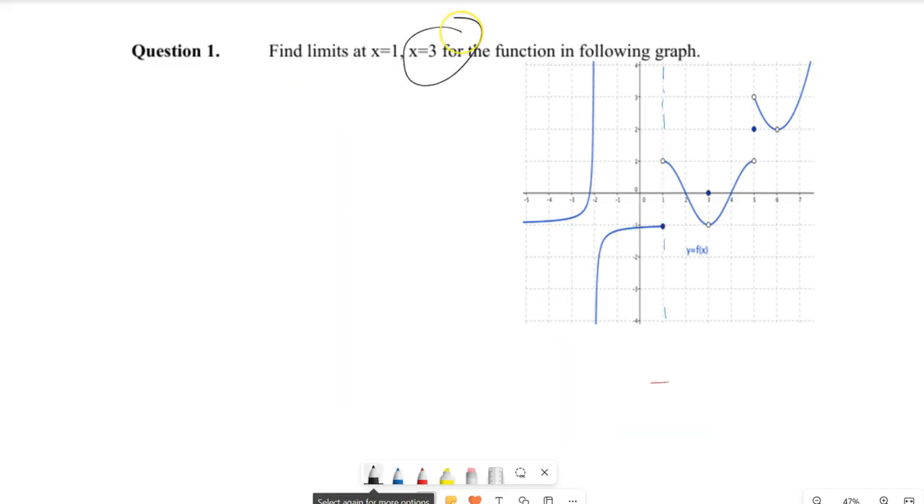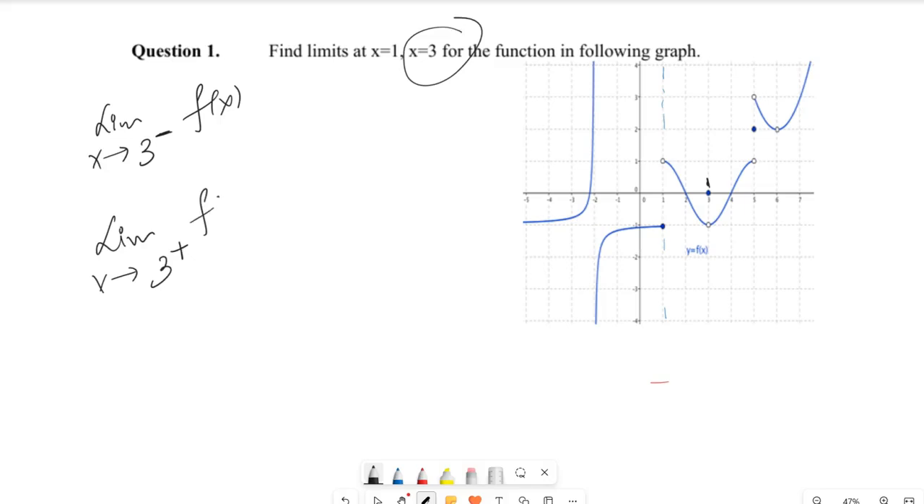Let's talk about 3 now. So x is equal to 3 is here. We need to find the left limit of the function at 3. That negative means left. The limit of the function as x approaches 3 from the right side. The positive means here, right. So to find the left limit, when x approaches 3, where is the function approaching? Although there is a hole, the function is approaching the value -1, right?